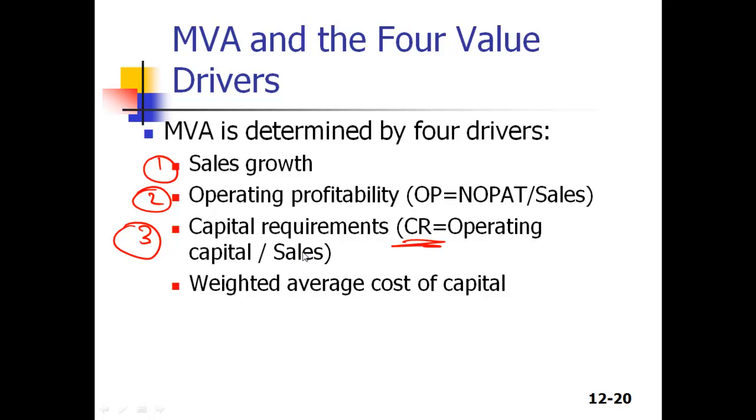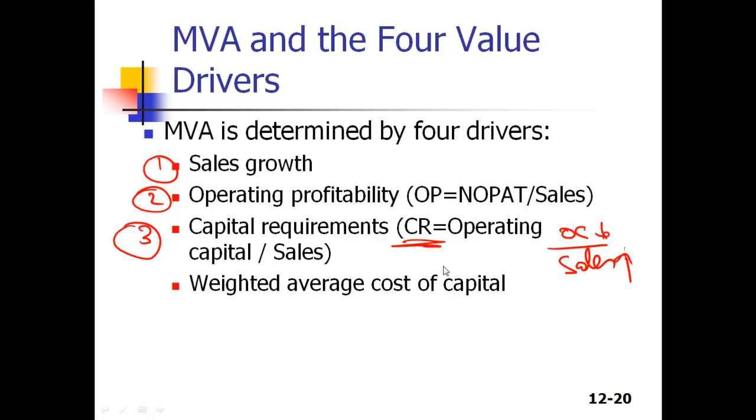So capital, obviously I didn't ask the sales growth, higher the better, lower the better? Yeah, operating profitability, higher the better, lower the better? This capital requirements ratio? Yeah, lower the better, because ideally, this is your operating capital divided by sales. Ideally you would want your denominator to be high. A good company can generate high sales on low capital.